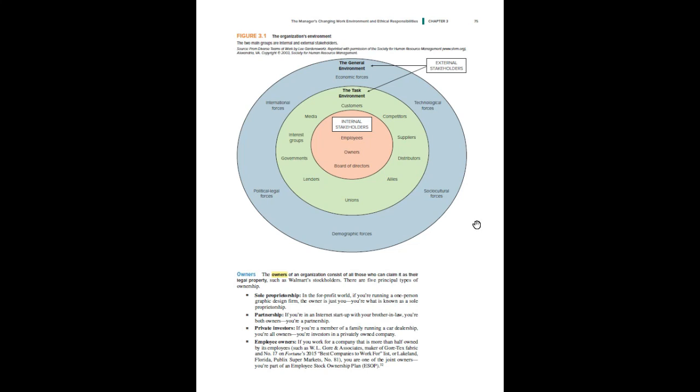Right? So, in general, this is a brief summary of chapter number 3. I hope that you are clear with the basic concept and the idea with regards to the manager's changing work environment and ethical responsibility. In case of any questions or queries, please feel free to ask.